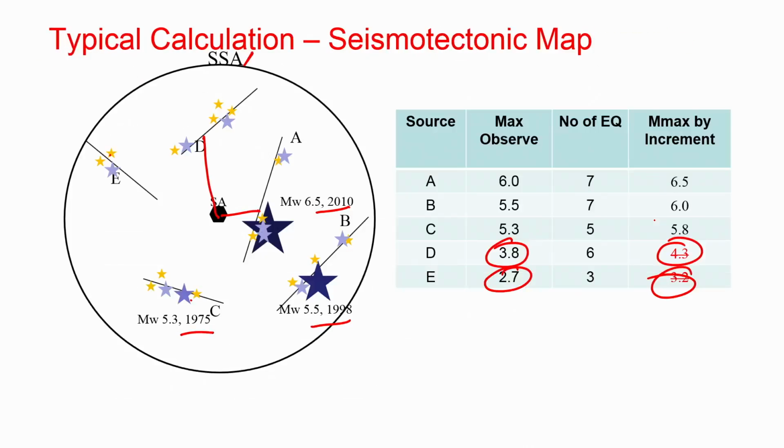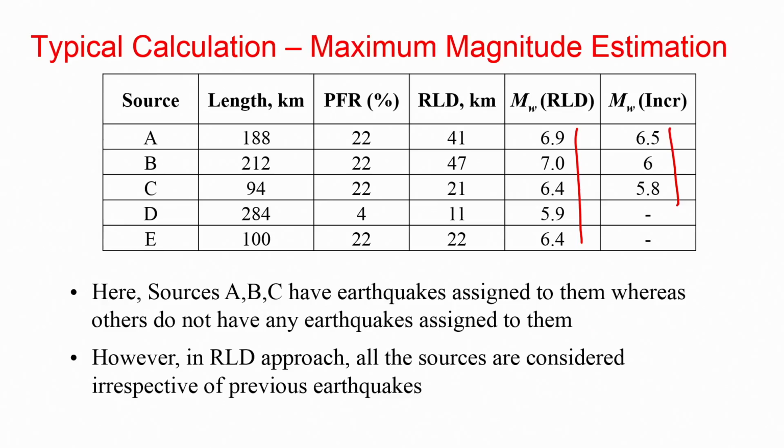Here you can see this is the observed magnitude. I added 0.5 as the M max from the increment method. So, this earthquake is the maximum magnitude as per the conventional procedure of DSHA, but the revised M max is this one, which is from the rupture based analysis.